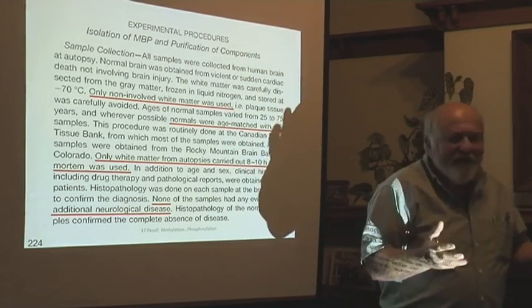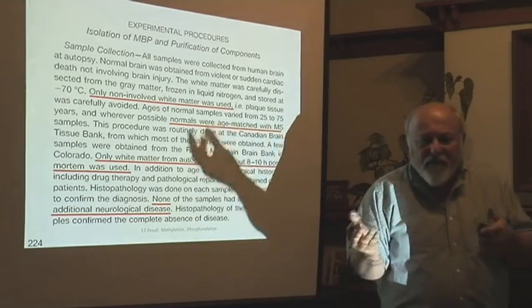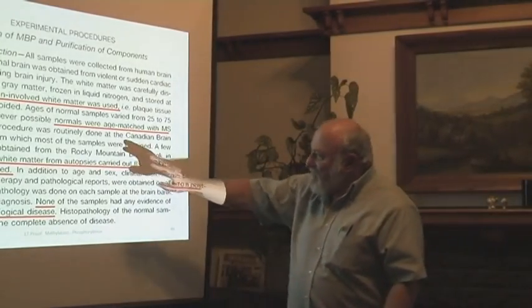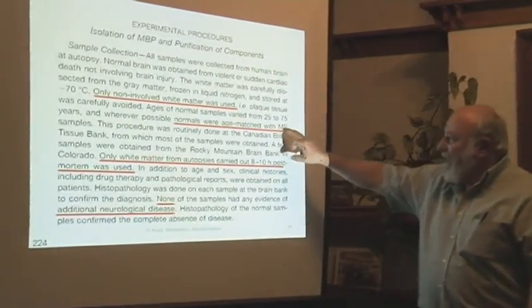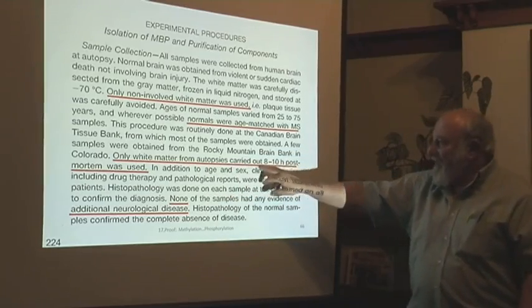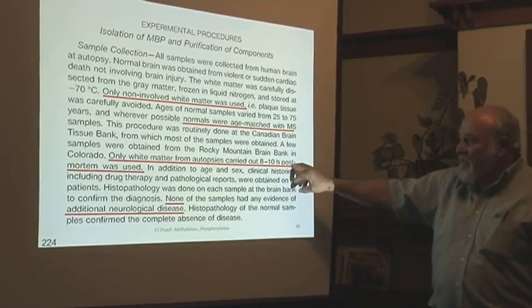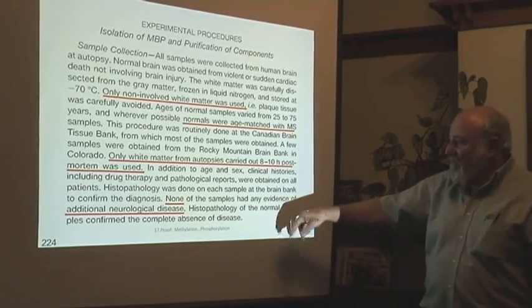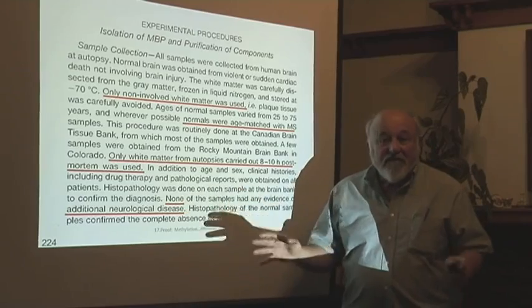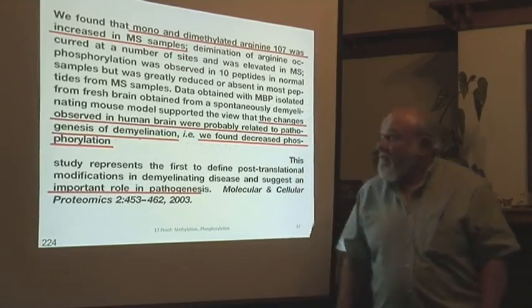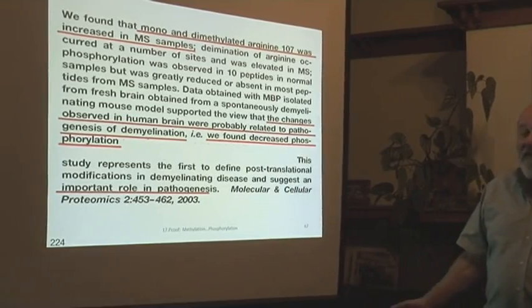They used this brand new technique. What's the difference between these two tissues? And just show normals were age matched with MS samples. Only white matter from autopsies carried out 8 to 10 hours post-mortem were used. None of the samples had any evidence of additional neurological disease. So they did a great job. Okay, what did they find?